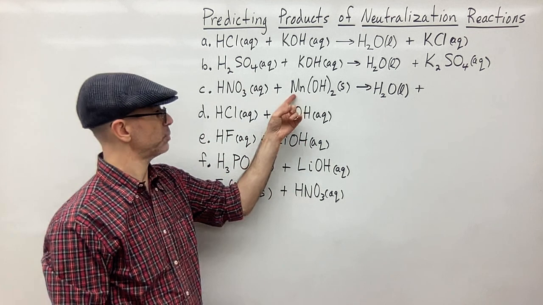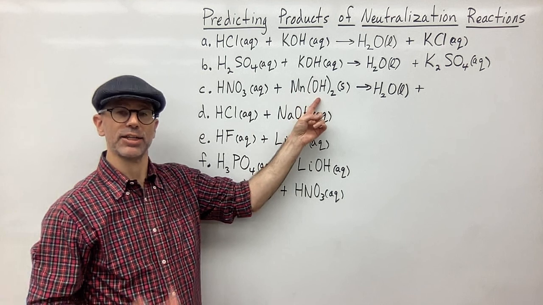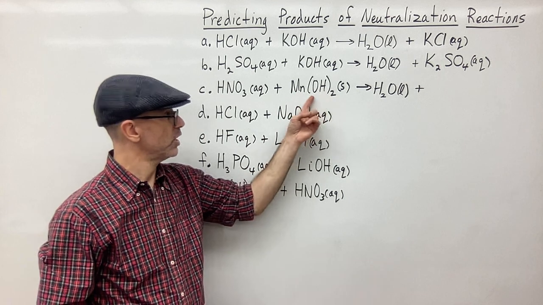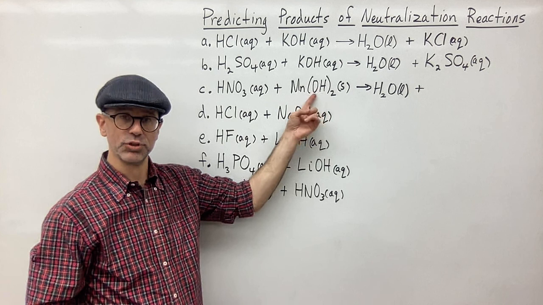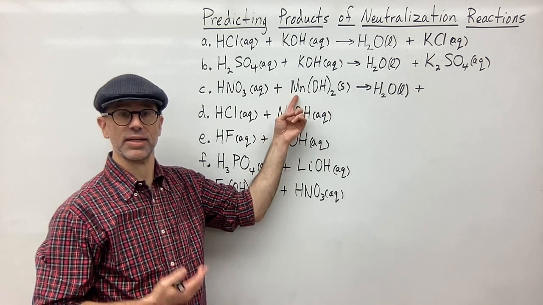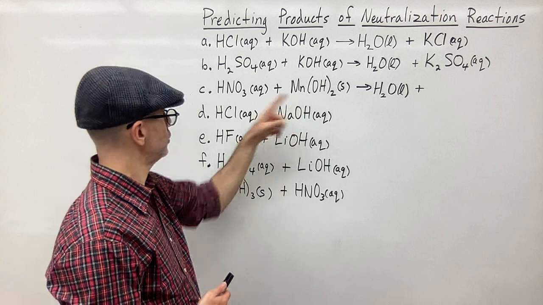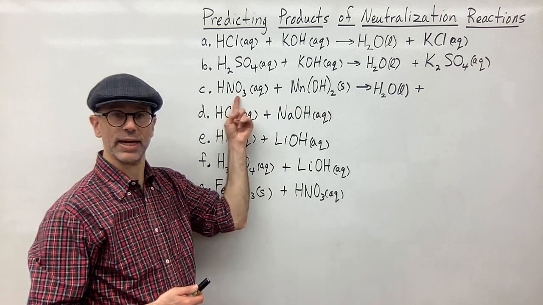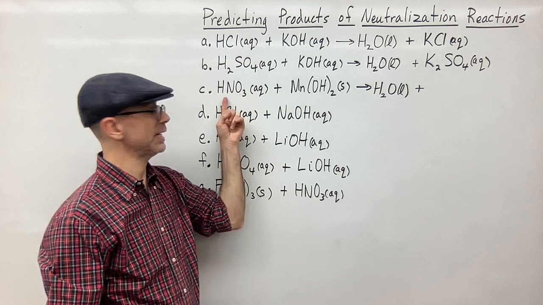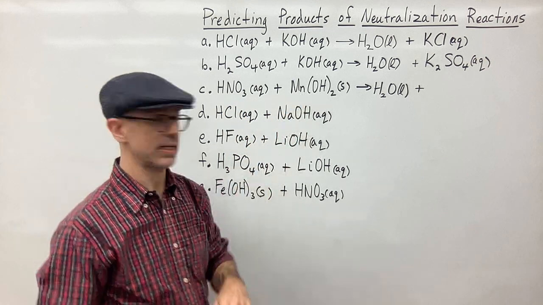How do I know that's a +2 charge? Because I have two hydroxides, and the hydroxide ion has a -1 charge, and I have two of them, so that's going to be a total of a -2 charge. That means that to balance that charge, the manganese has to have a 2+. So that has a 2+ charge. My nitrate ion here is going to have a -1 charge. So I'm going to need two nitrates to balance the charge on the manganese.